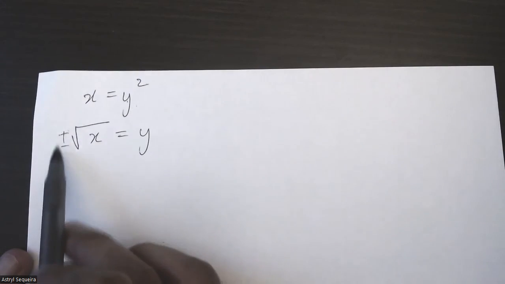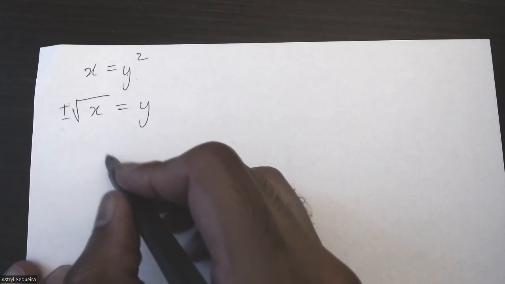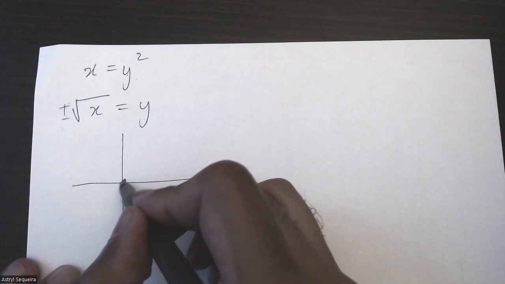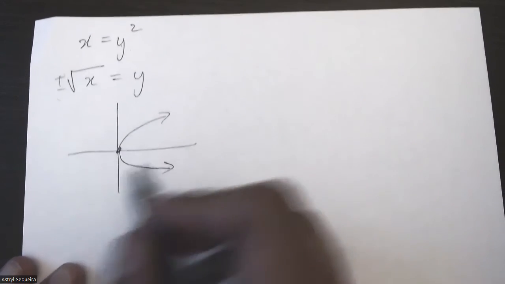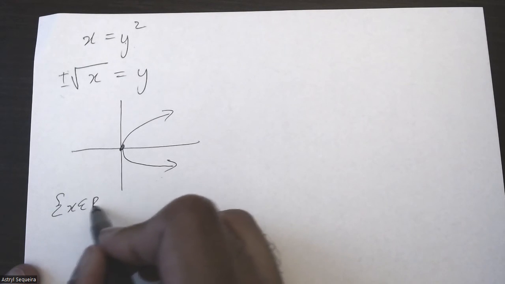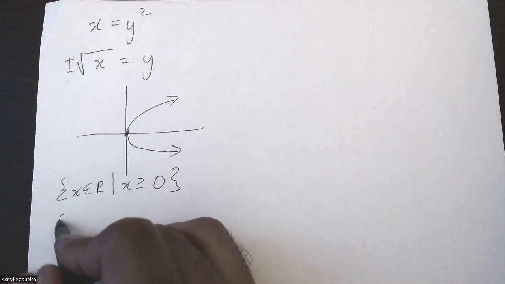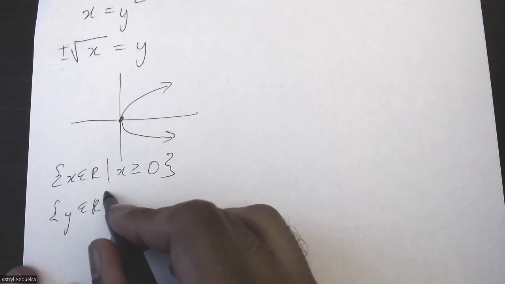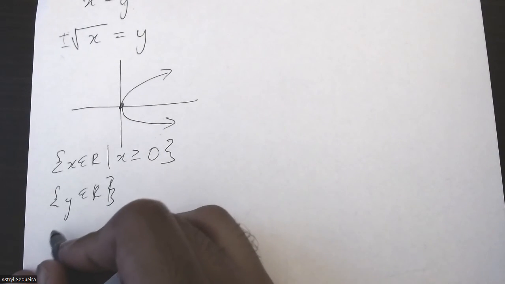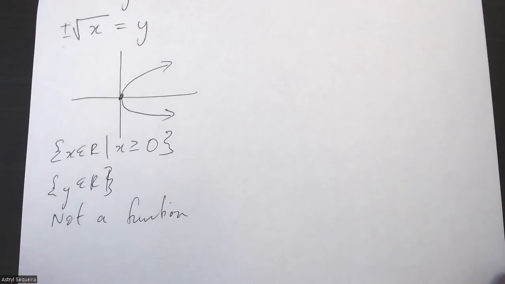And this plus or minus over here is going to make sure that you have two different values for every individual x value, which means it's not going to be a function. You think about the graph here, it's a sideways parabola that looks like this. And my domain is all real numbers that's greater than or equal to 0. My range is all real numbers, and there's no condition because it goes up and down infinitely, and it's not a function because it fails the vertical line test.